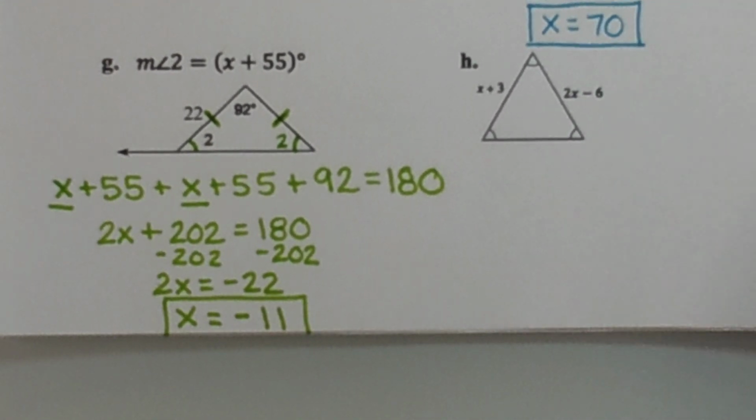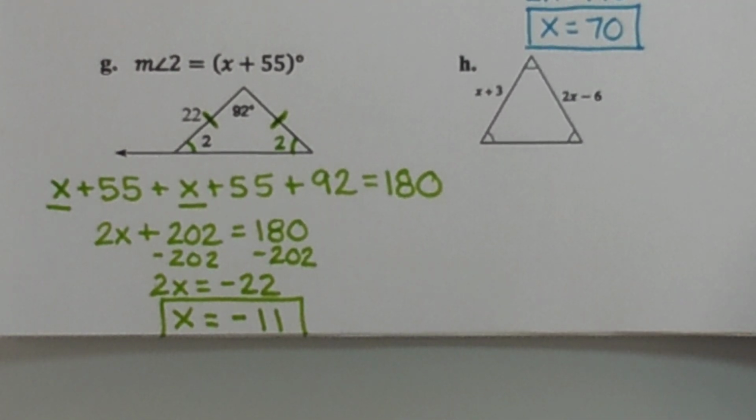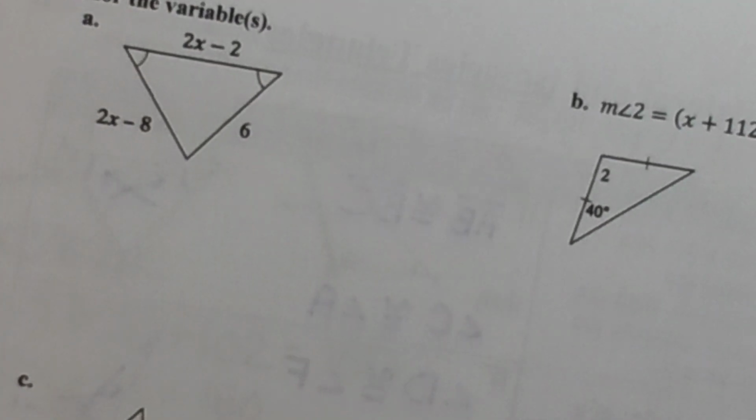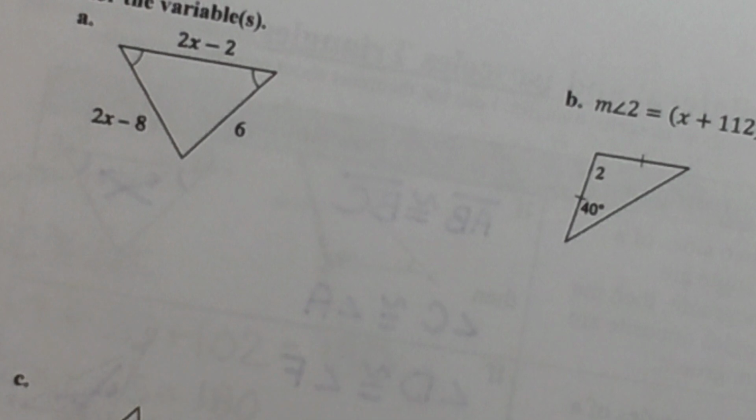We're going to skip over H and I. We've done problems like those already. In fact, we're going to skip over quite a few of them. We're going to do A, and then we're going to talk about D, E, and F, because those ones are a little different.